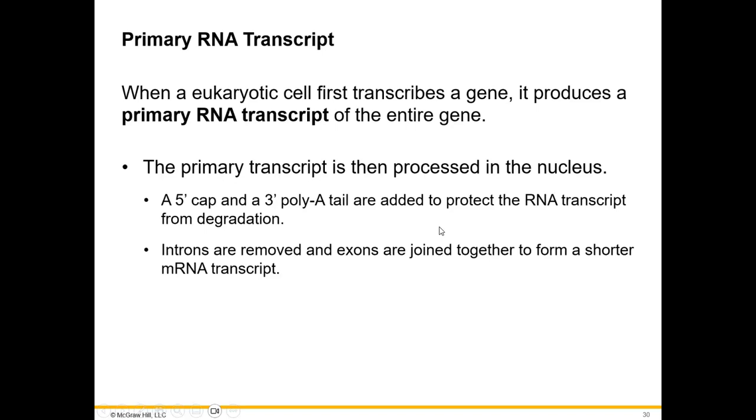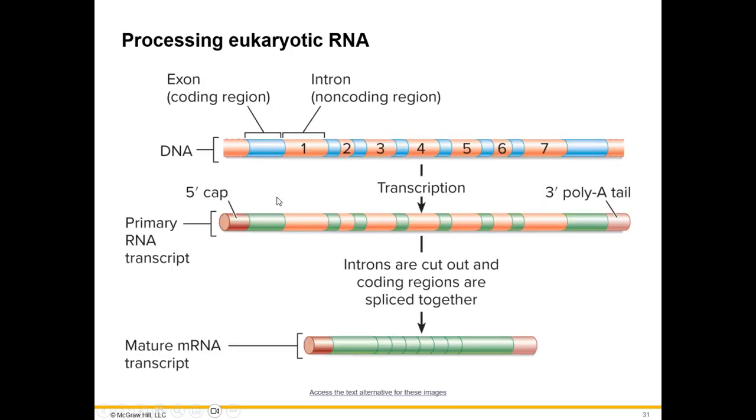That primary transcript is processed in the nucleus before the mRNA leaves. So that means we're going to cut out the introns from our RNA and seal it back together so that we have only the genes that are coding for proteins in our copy RNA strand. Also, before it leaves, we're going to add a 5' cap and a 3' poly A tail that are there to protect the RNA transcript from degradation.